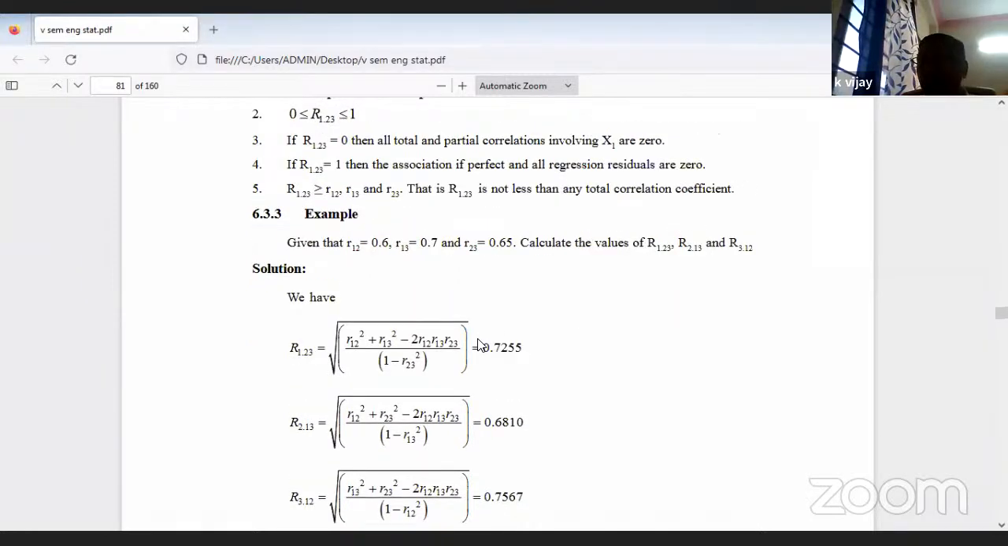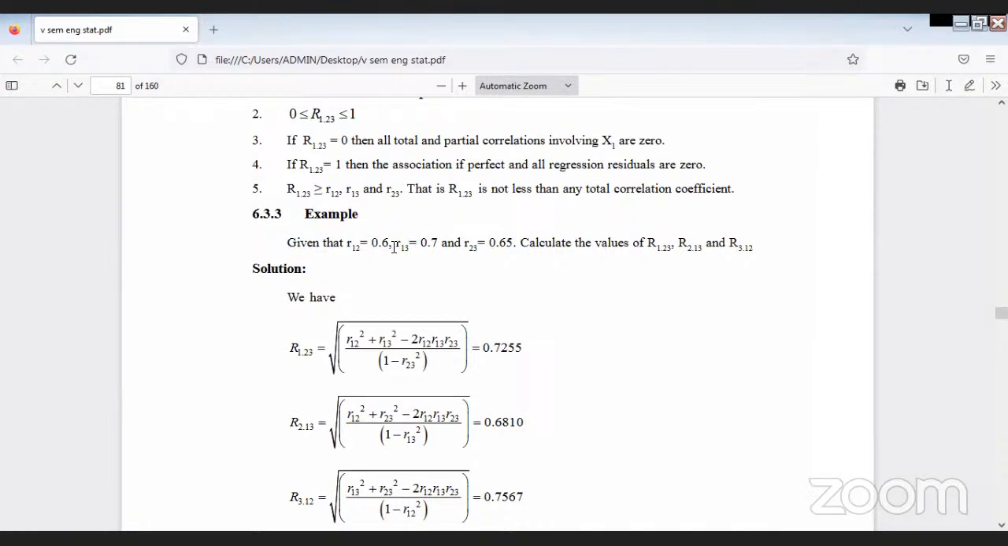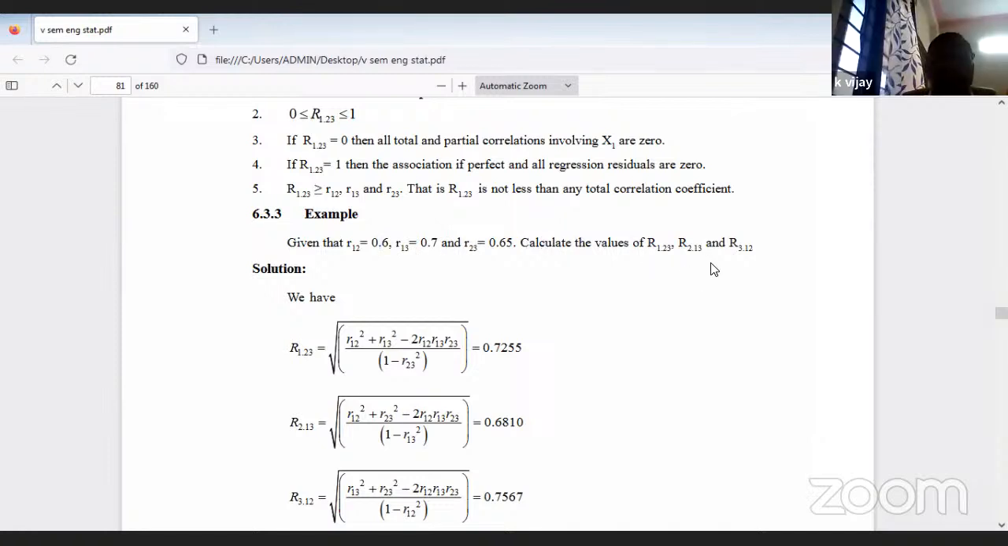Do the problem, make it fast. What is R12? R12 is 0.6, R13 is 0.7, R23 is given. Calculate R1.23, R2.13, R3.12.